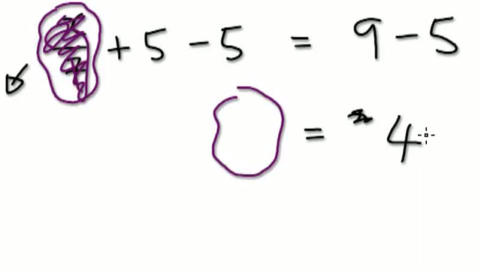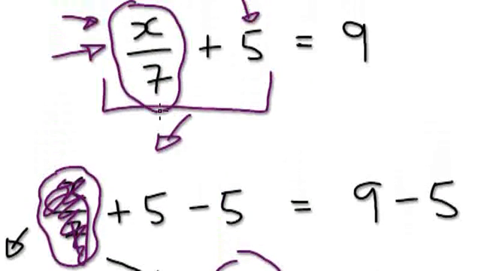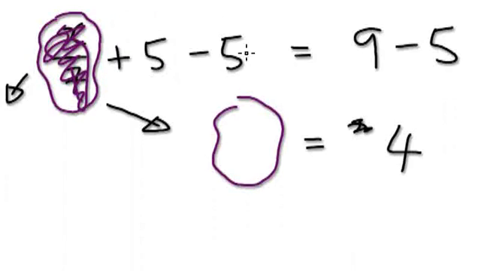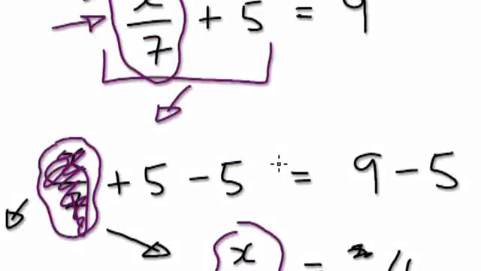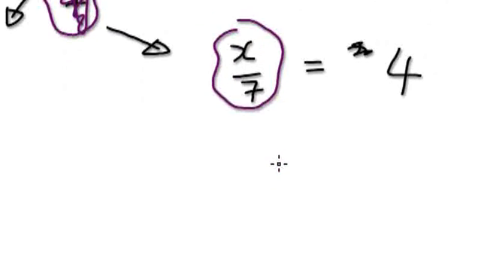This side will be 4. Remember, you're just going to be left with a bubble. But what's in that bubble? It's actually x over 7.